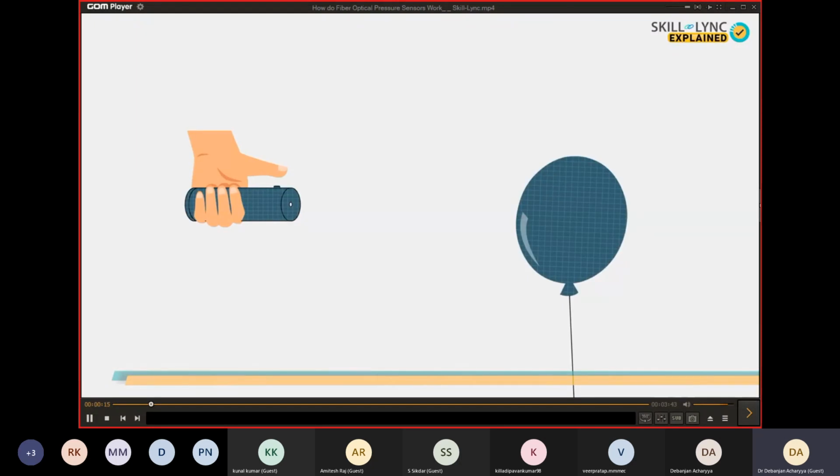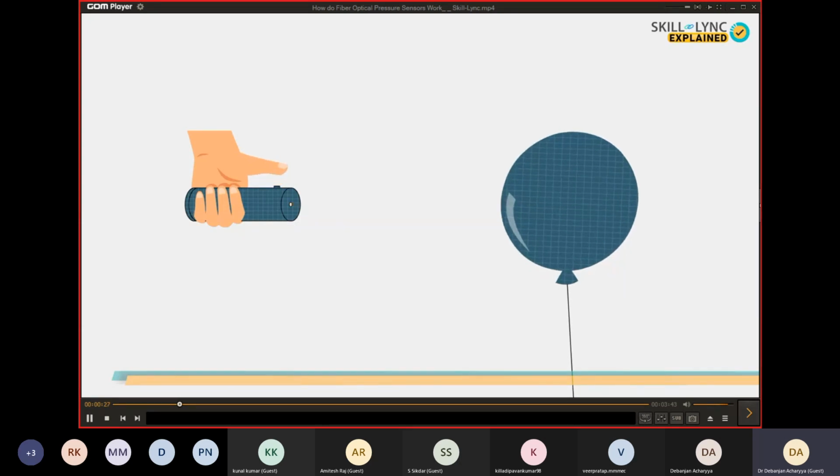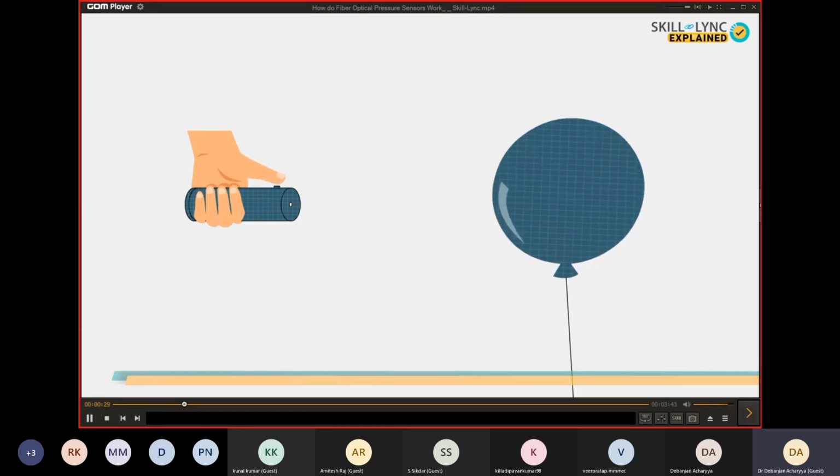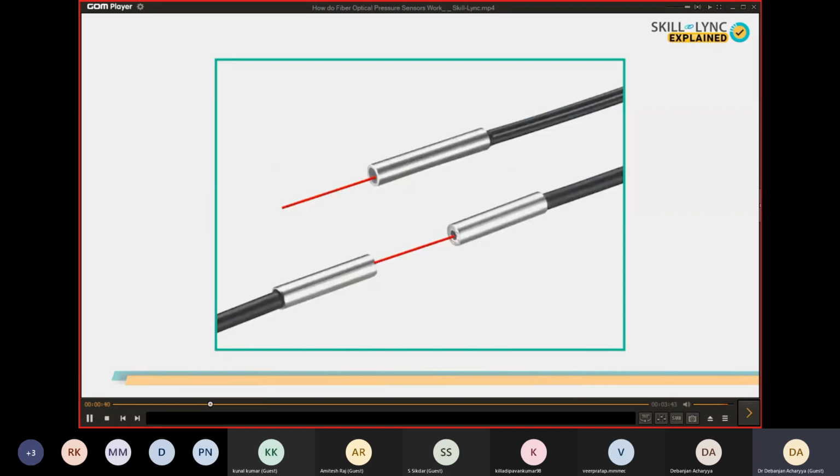Let's take a balloon and fill air in it. At a fixed position, let's keep a laser beam. Let's switch on the laser beam such that it hits the half-filled balloon and is reflected back. Now, let's fill the balloon completely with air and strike a light on it again. Now, we will notice that the ray travels a shorter distance and gets reflected back. A similar idea is used in fiber optic pressure sensors.